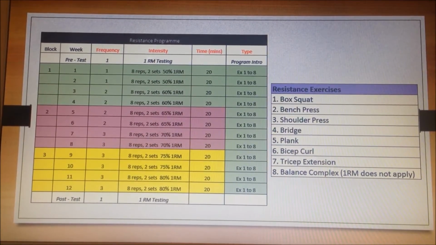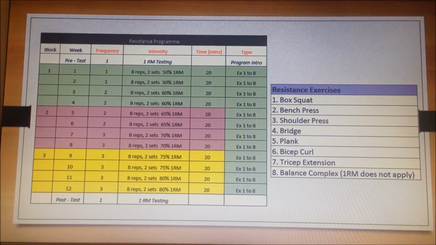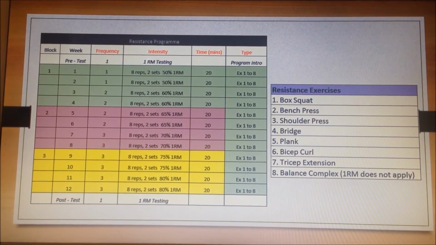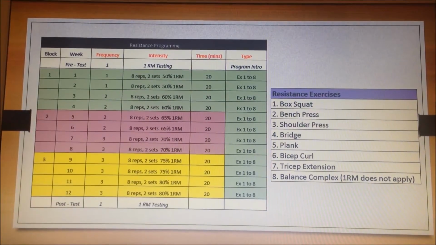And we've got a balance complex. This is where an individual will stand on one leg for 10 seconds, then close the eyes for 10 seconds, stand on one leg for 10 seconds, and close the eyes for 10 seconds. This will be repeated on the other leg, and then they'll be finished their exercises for the day.